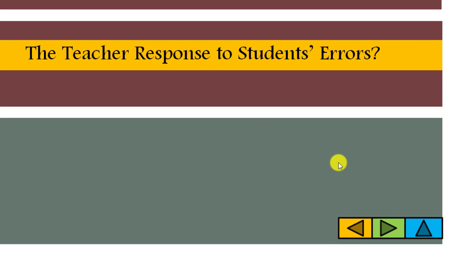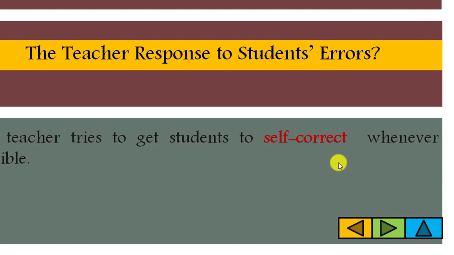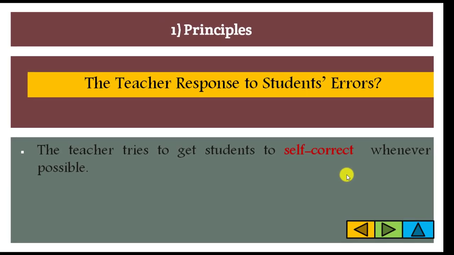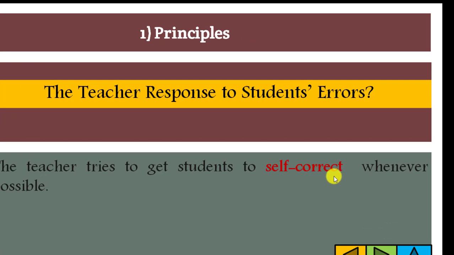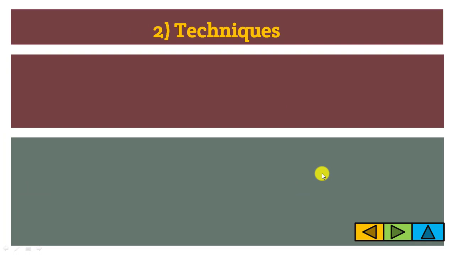Okay, the last question. What is the teacher's response to the students' errors? That means when students make a mistake or make errors, how does the teacher respond? The teacher tries to get students to self-correct whenever possible. Okay, so we have here self-correct. Now that we have seen the main principles of the direct method, we can move to techniques.